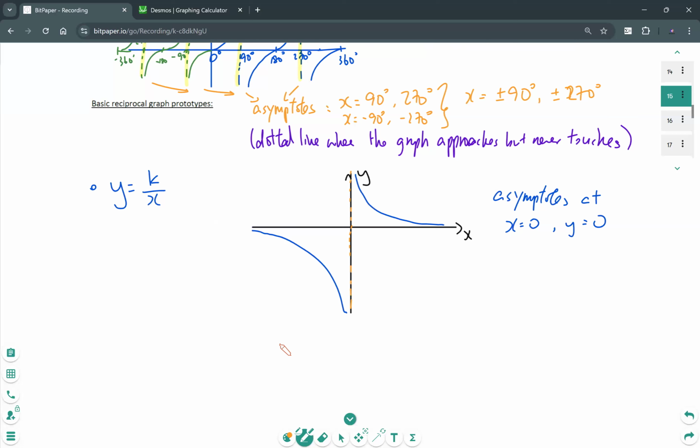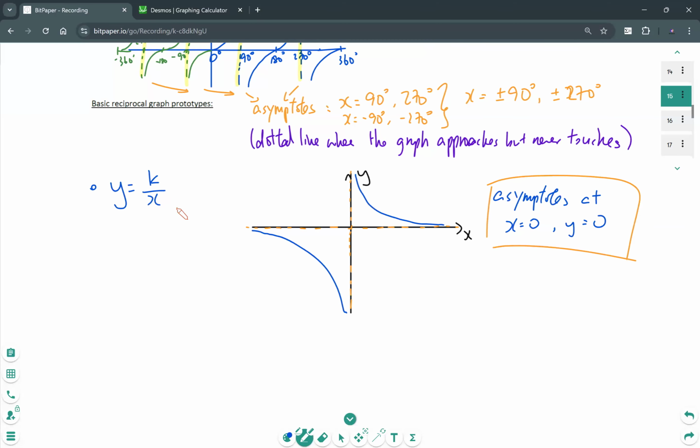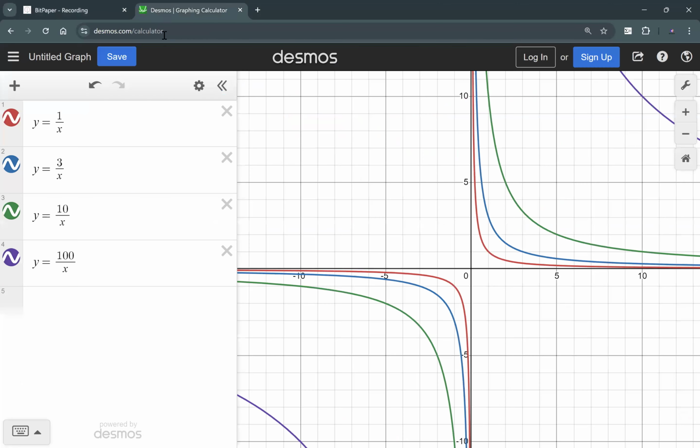Both curves are reaching the y-axis, but they're not touching it. Same for the x-axis. We can see, okay, so these are asymptotes, all right? X equals 0, y equals 0. Now, that's one graph. Now, what about if k, so k is a constant, so if k equals 1, it looks like this. What about k equals 2, 3, and 4? I'll show you the graph.